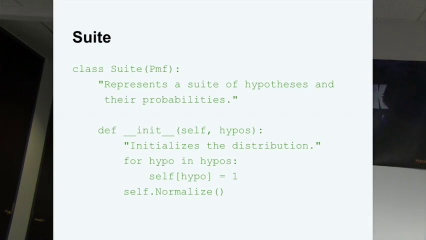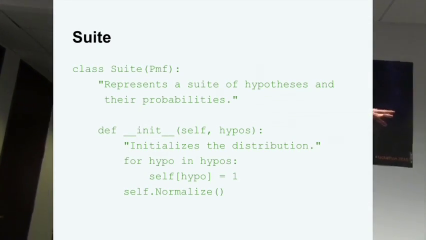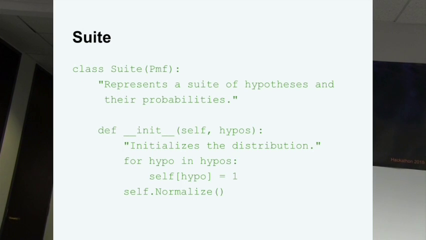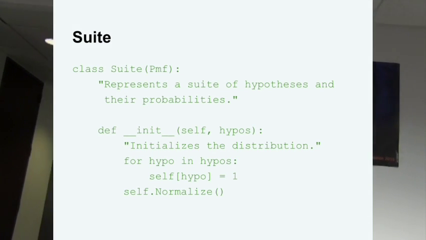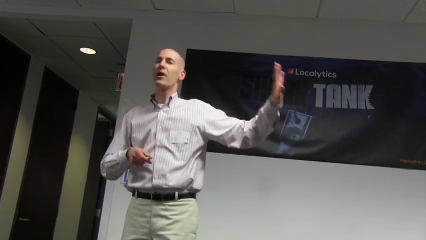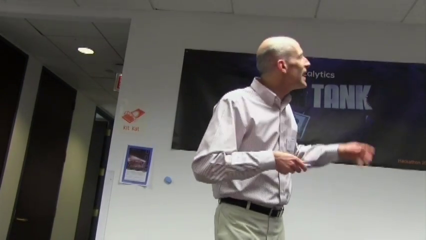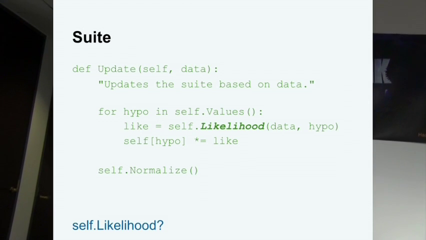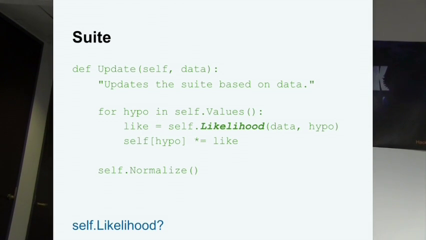It's a PMF. The only thing I've added now is an init method that's going to take a list of hypotheses. It gives them all the same probability. It starts out by setting them all to 1, and then it normalizes. So this, by default, assumes that you're going to start with a uniform distribution where all of your hypotheses have the same probability. It doesn't have to. You can override this if you want a different prior, but we're going to start out uniform. The other thing that the suite class provides is an update function. What update does is it loops through the hypotheses, computes the likelihood of each hypothesis, multiplies by that likelihood, and then renormalizes.